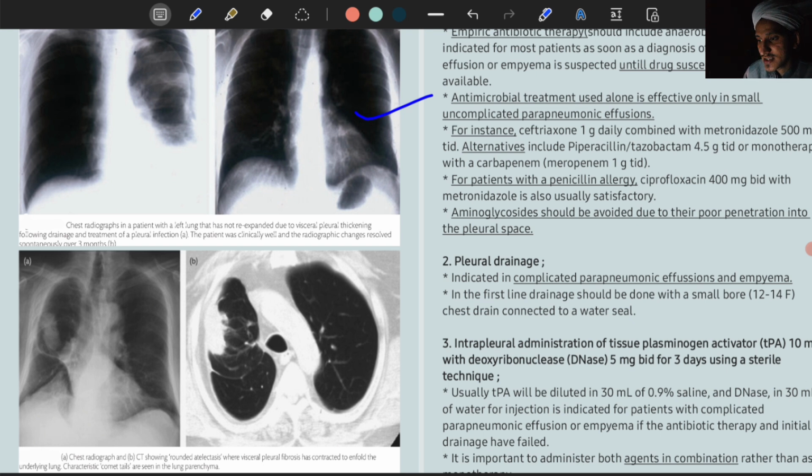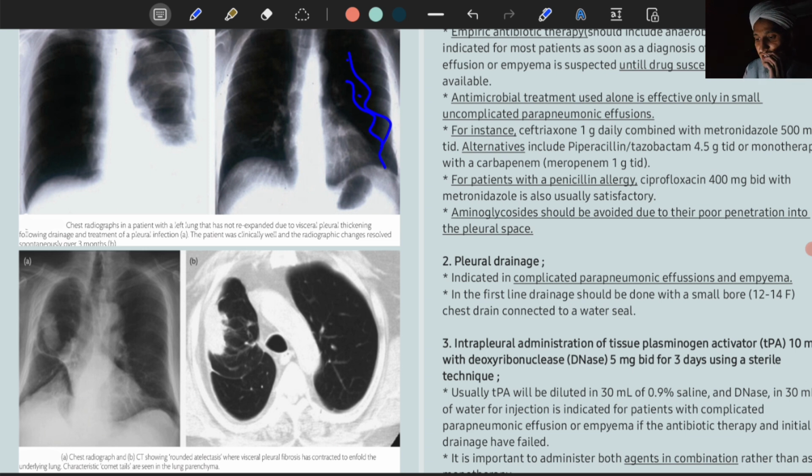See, this is the chest which is not expanded. You can see the pleural line, Oxford calls it the lung line. It is not re-expanded, but over 3 months the changes resolved. Now you can't see the pleural line here.